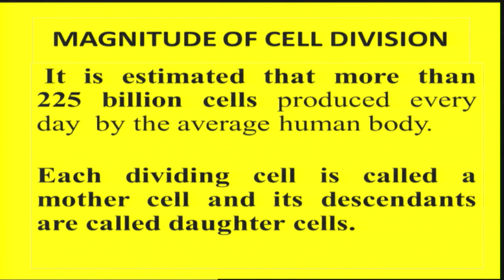As far as cell division is concerned, it is estimated that more than 225 billion cells are produced every day by an average human individual. Each dividing cell is called a mother cell, and its descendants are called daughter cells.